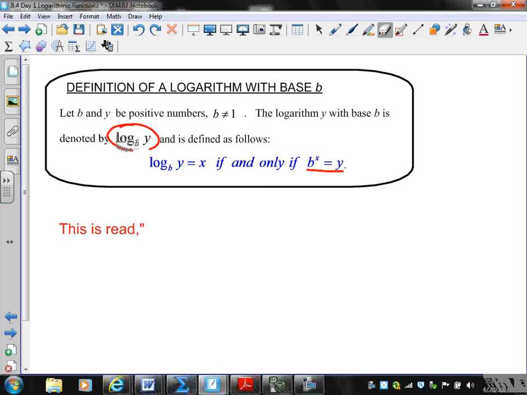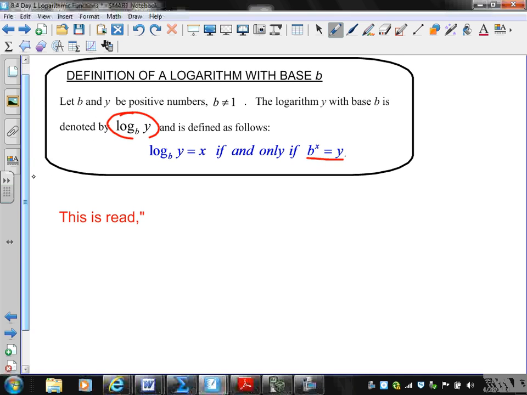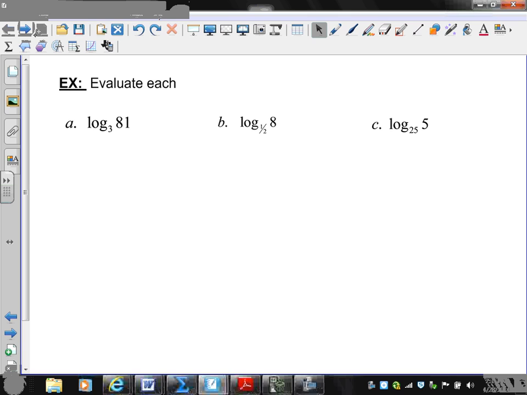Okay, so how do we read this? Well, this is read log of y base b. Or you can also say it like this, log base b of y. One of those two, really nothing else works. That's how you've got to say it. So just being a little difficult on you there. Okay, so let's do a little evaluating here. Let's see if we can make some sense out of these logarithms. Again, we're looking for what's the exponent, right? If we're asking for what the logarithm is, really you can rephrase the question: what is the exponent?